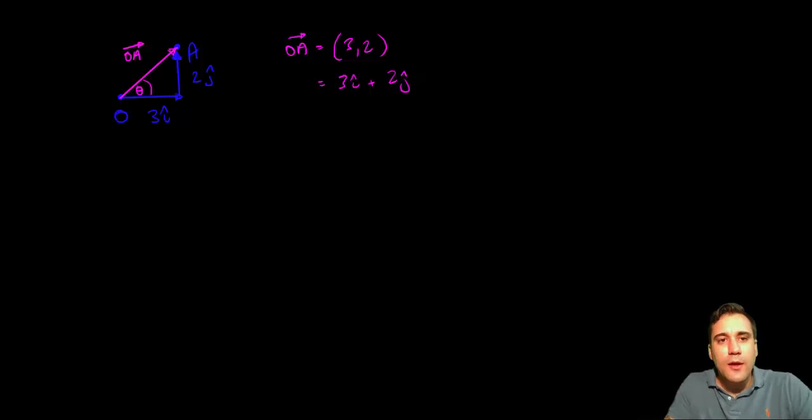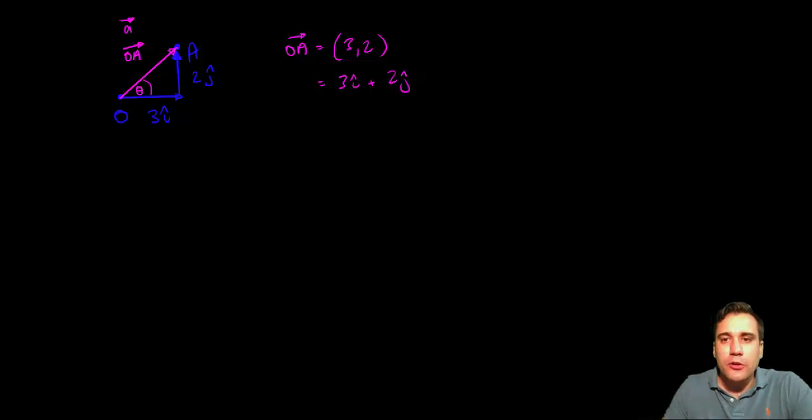Sometimes you might see this OA represented by a single letter, like we might call it just vector A. That's okay. We can call it vector Z, we can call it anything. But usually we call these points by a letter, in reference to some origin. So there has to be some origin defined.